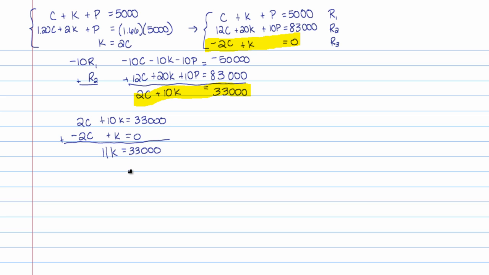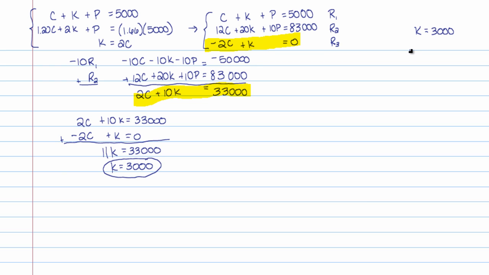And that's actually pretty quick to solve because I know 11 goes into 33 3 times. So 11 goes into 33,000 3,000 times. So k is 33,000. Or 3,000, I'm sorry, not 33,000. K is 3,000. Let me go ahead and write that over here so that I have this nice and clean, ready to go.